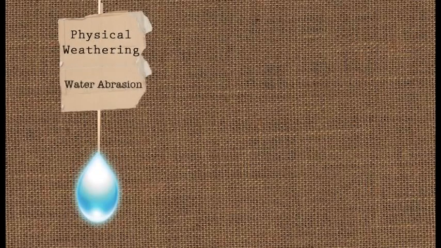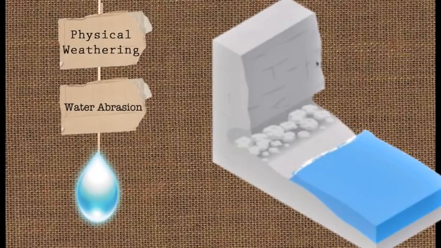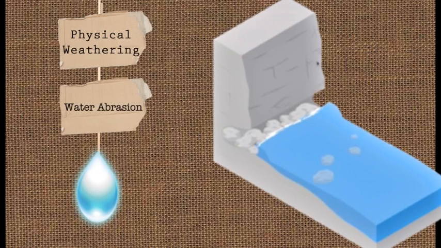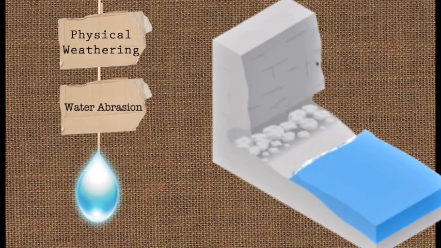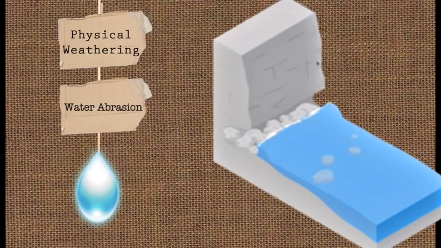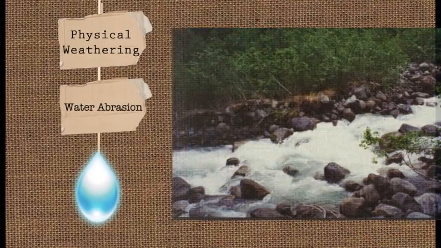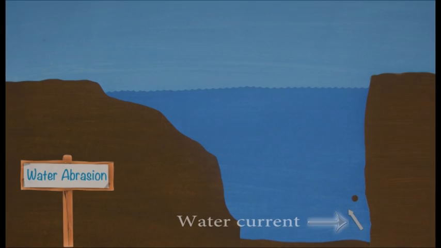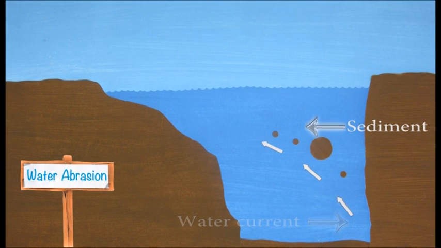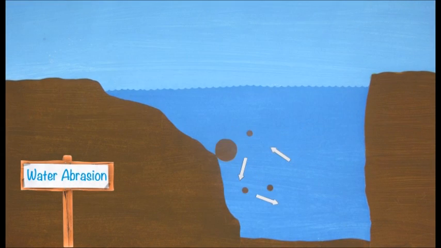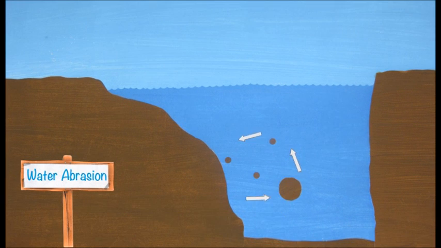Another form of physical weathering caused by water is abrasion. Water abrasion changes the physical appearance or look of rocks. Water abrasion can happen in many locations, like shorelines, oceans, and rivers. This process takes place when strong currents of water carry and force sediments against the surrounding rock surfaces.